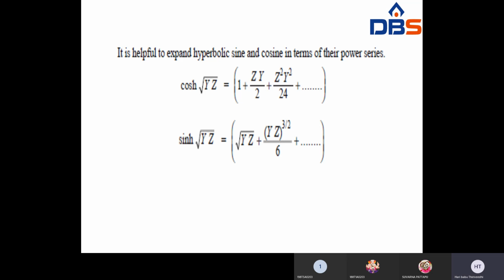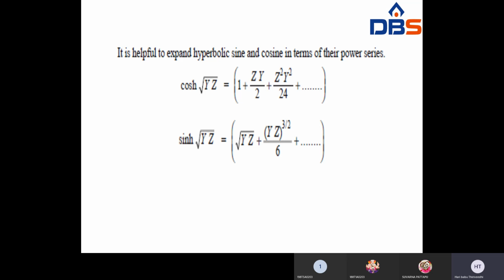Similarly you have to find out sinh root yz, right? So sinh root yz is equal to root yz plus (yz) to the power 3 by 6, that is root yz value 0.133 at an angle 74 degrees plus yz to the power 3/2 value 0.0024 at an angle 222 degrees by 6. Converting all the values from polar form into rectangular, we get sinh root yz is equal to 0.0362 plus j 0.1275. That may be converted into polar form, 0.1325 at an angle 74.6 degrees, right?